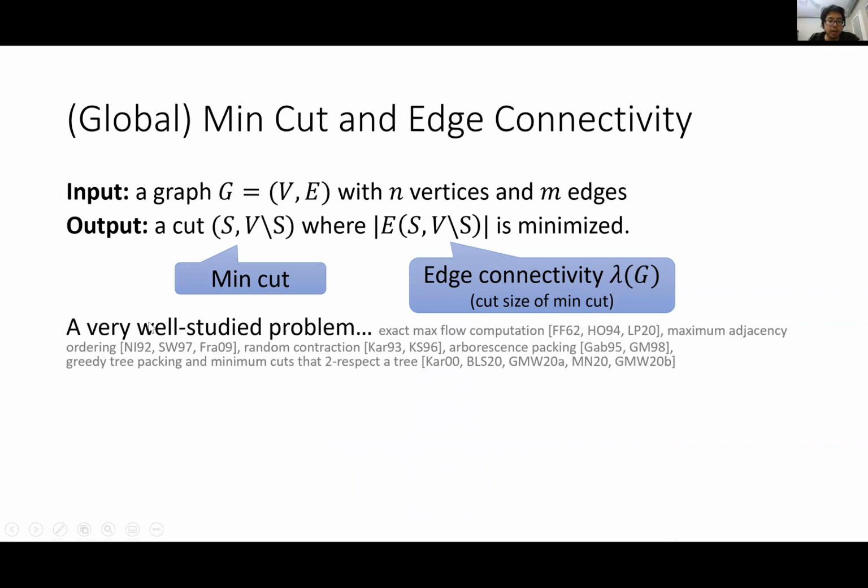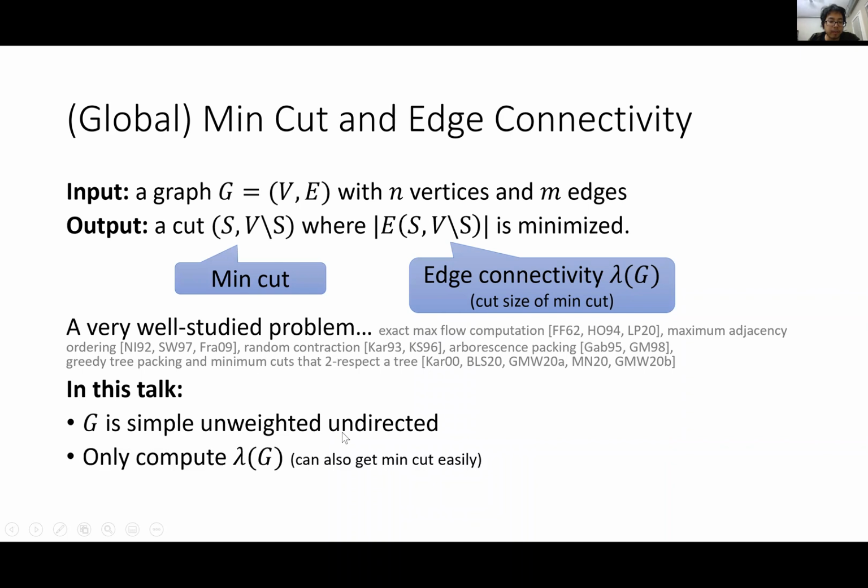So this problem is very well studied. It has been studied using many different techniques. And in this talk, we will focus on the case when graph G is a simple graph, unweighted, and also undirected. Also, we will just try to compute edge connectivity, the number itself, because it's easy to extend it to compute the cut also. So let's focus on the simple case.